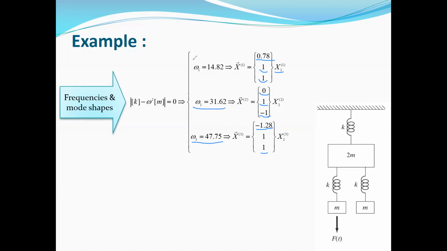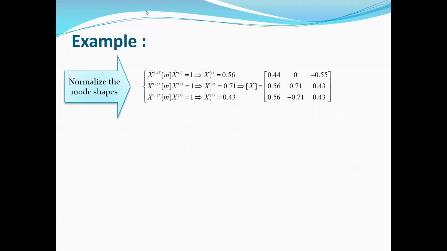Okay, so these are the mode shapes, and now we need to normalize these vectors. To normalize the vectors, you can multiply and calculate this equation. The first mode shape transpose multiplied by matrix M multiplied by the first mode shape must be equal to 1. When you calculate this, the x2, in terms of which you found all of the relations, can be obtained. x2 must be equal to 0.56.